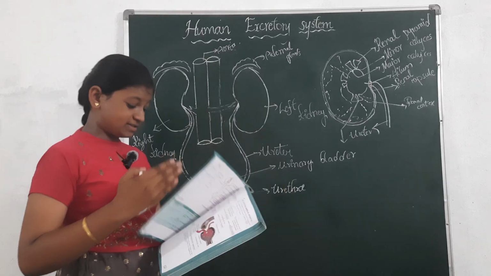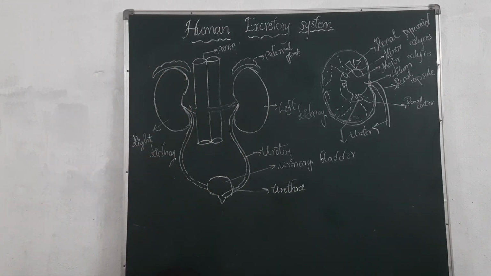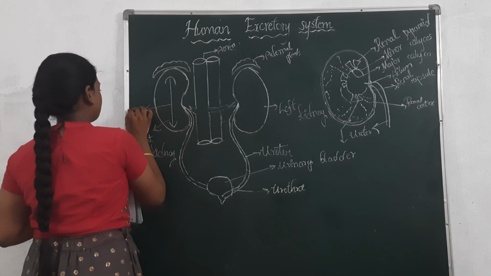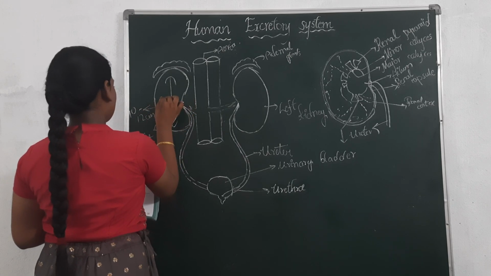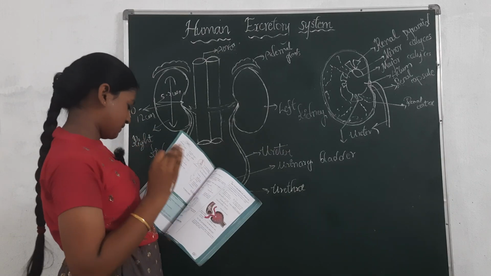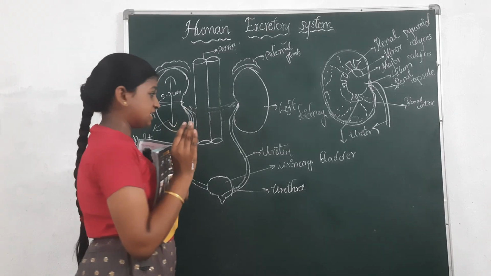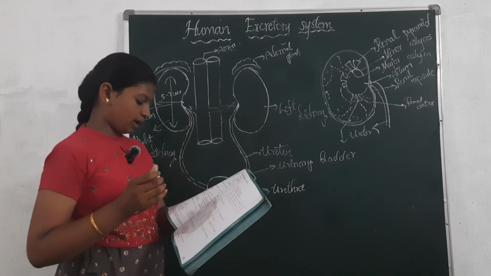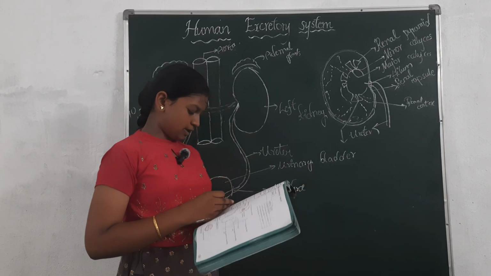The kidney is close to the dorsal wall. This kidney has a length of 10 to 12 centimeters, a width of 5 to 7 centimeters, and a thickness of 2 to 3 centimeters, and it weighs about 120 to 170 grams. It is located between the last thoracic vertebra and the third lumbar vertebra.